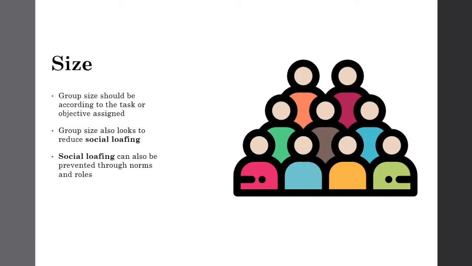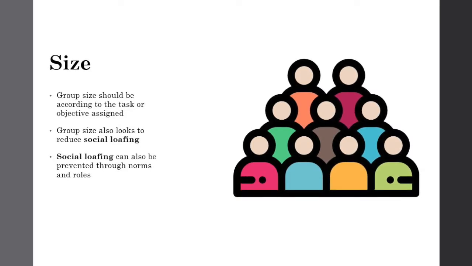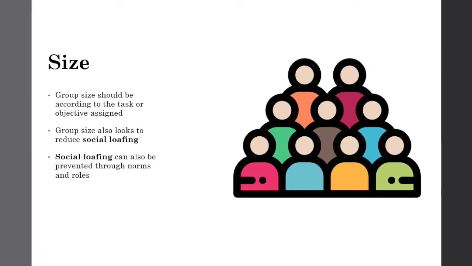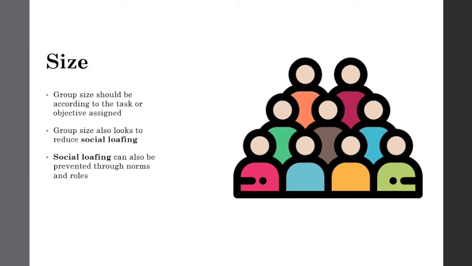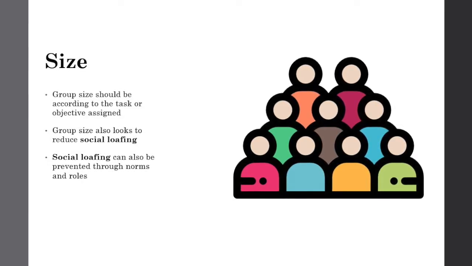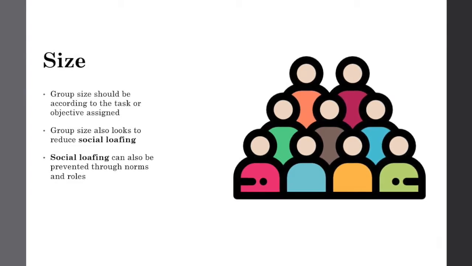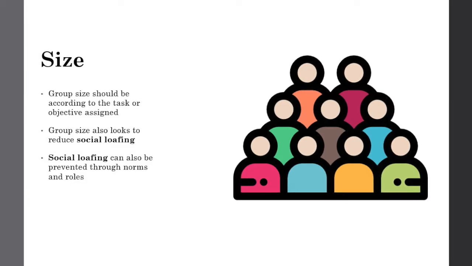Here is the fourth of the properties of a group to improve performance, and it is size. You always have to keep in mind, when you're going to work towards an objective or a task that is assigned to you, that if you're going to make a group, you have to consider the size of the group in order to be productive and achieve the goal as quickly as possible with the highest quality. The group size should be really thought about, because it is important to reduce social loafing.